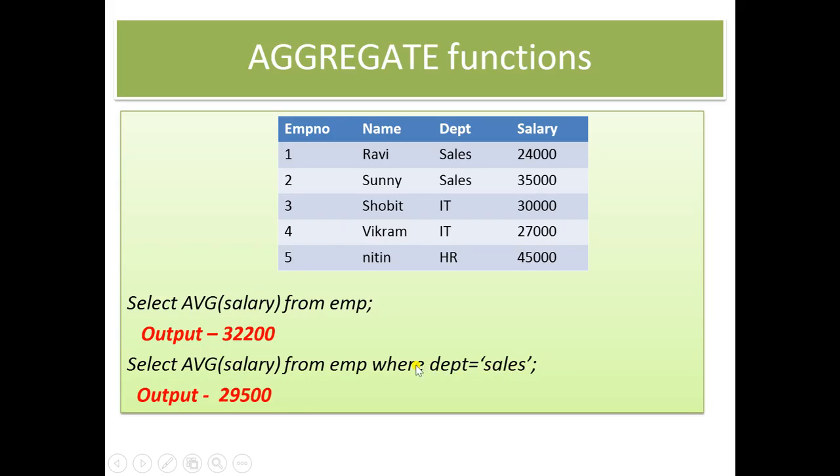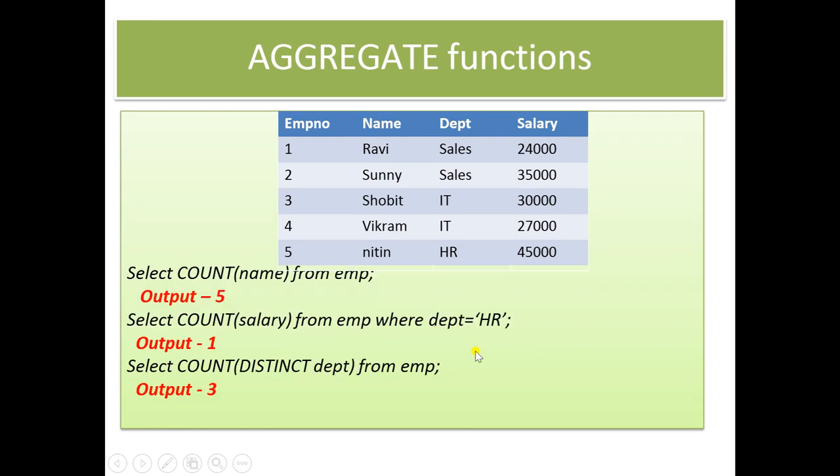Now here I have used a condition: select sum salary from EMP where dept is equal to sales. So here it will calculate the salary according to the condition. Now next is the average function. When you write select AVG salary from employee, it will give you the average of the salary column. And if you write it with a condition, like select AVG salary from employee where DPT is equal to sales, then it will give you the result according to this condition.